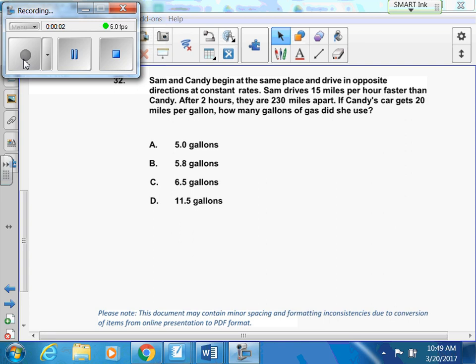All right, Sam and Candy are driving in opposite directions at constant rates. They're not driving at the same rate though. Sam drives 15 miles per hour faster. So let's just talk about Sam and Candy. Sam drives faster, but we don't know how fast either one of them drives.